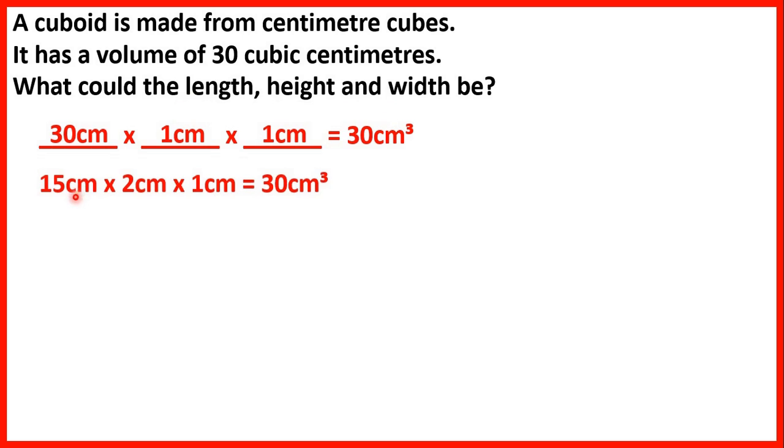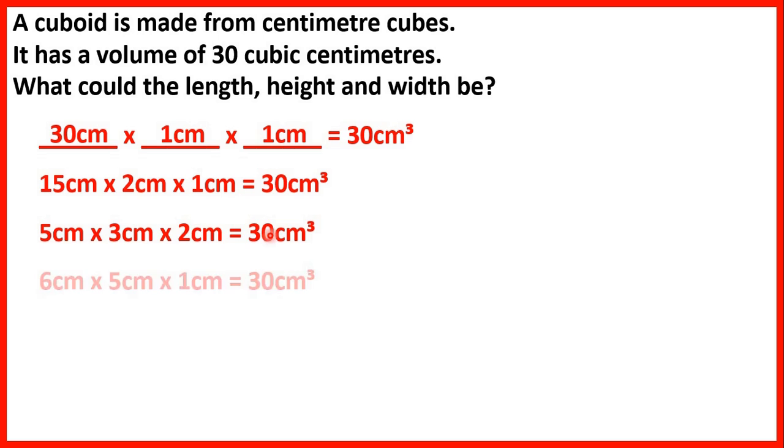Or we could have 15, 2 and 1, because 15 times 2 is 30 times 1 is still 30. We could have 5 times 3 times 2 because 5 times 3 is 15 times 2 is 30. Or we could have 6 times 5 times 1. 6 times 5 is 30 and 30 times 1 is 30.